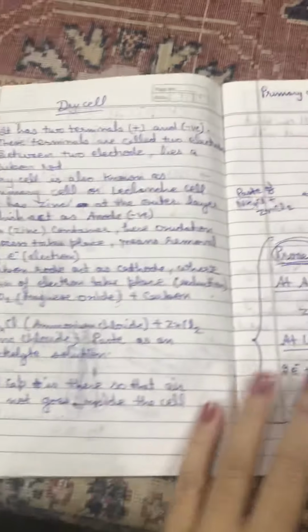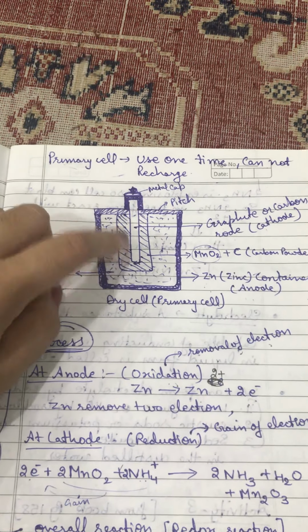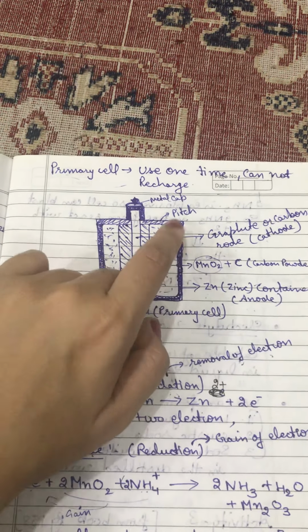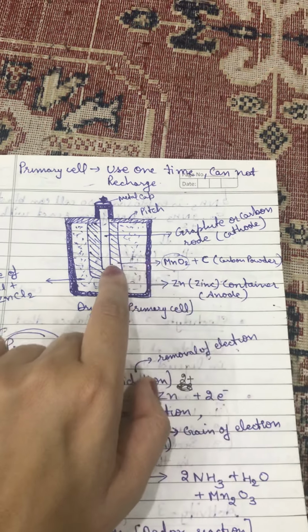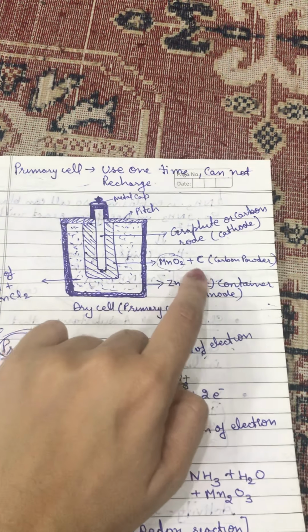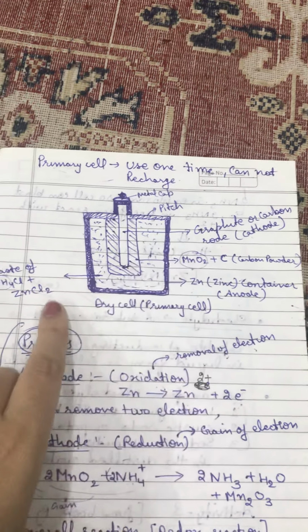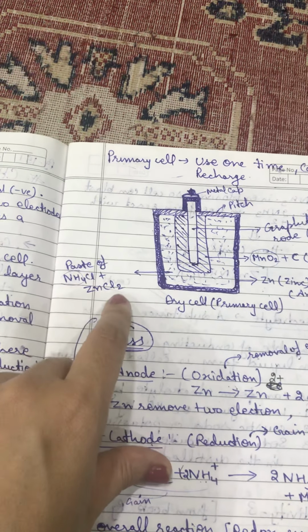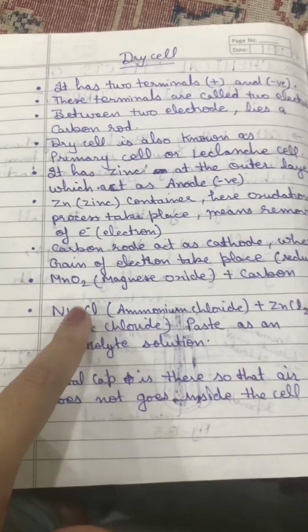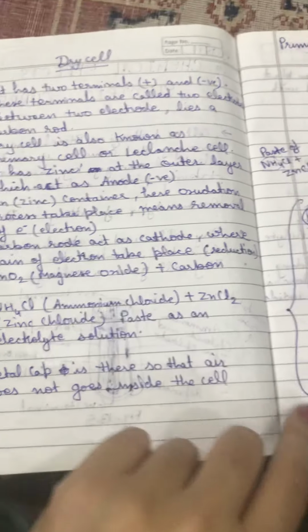Now the simplest structure of dry cell I have drawn here. In the center there is a carbon rod. Externally there is a zinc container which acts as an anode, and this is the manganese oxide and carbon powder, and the electrolyte is here, which will be chemical for the dry cell is ammonium chloride and zinc chloride. Okay, NH4Cl means ammonium chloride, ZnCl2 means zinc chloride, the paste of the solution.